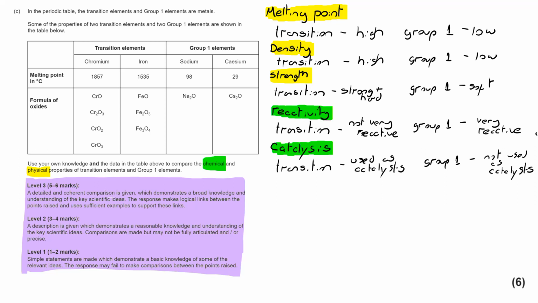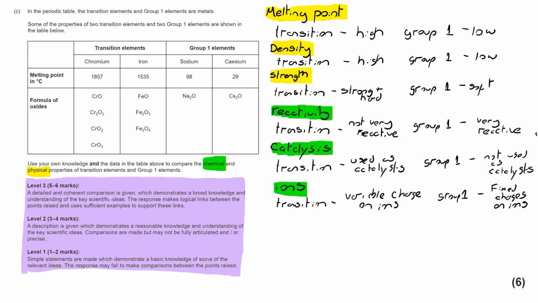Catalysis is taking us up to the next level, and this is touched on more and more over the 2-year course. But all catalysts that we discuss are transition metals. So we use iron in the Haber process, for example. Group 1 metals are not used as catalysts.